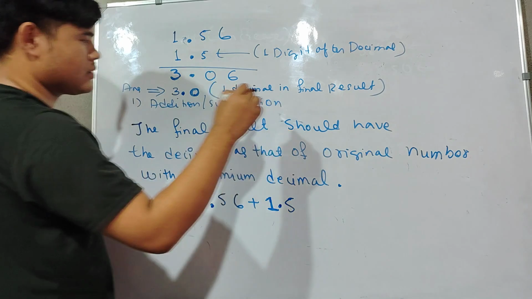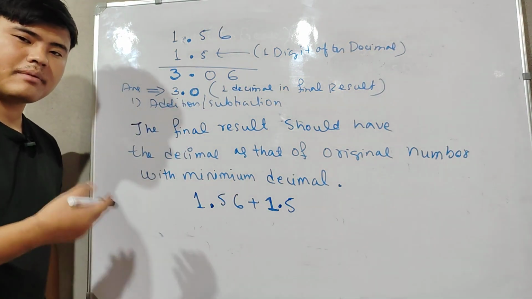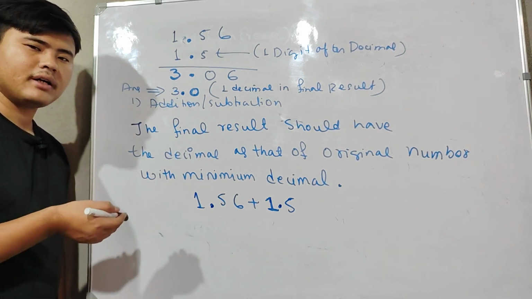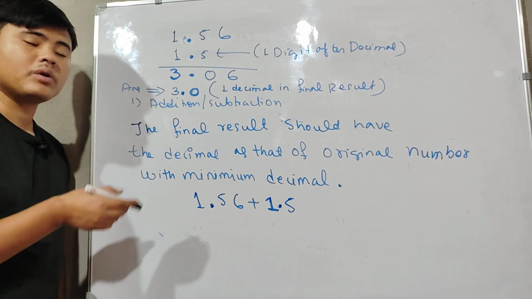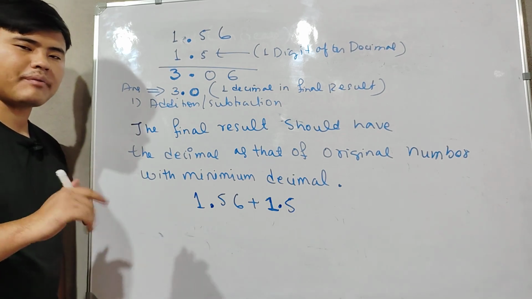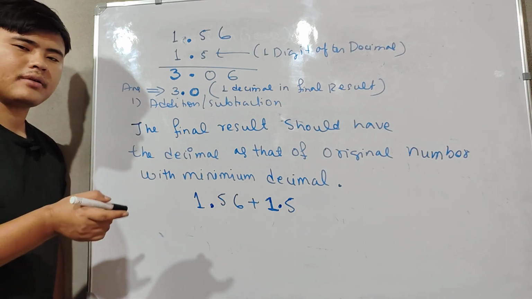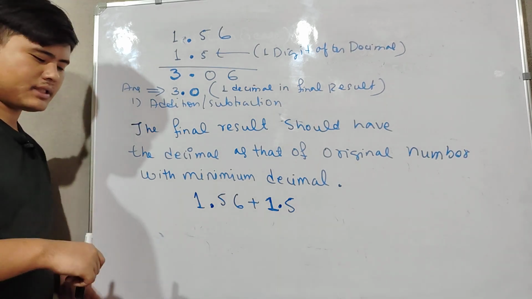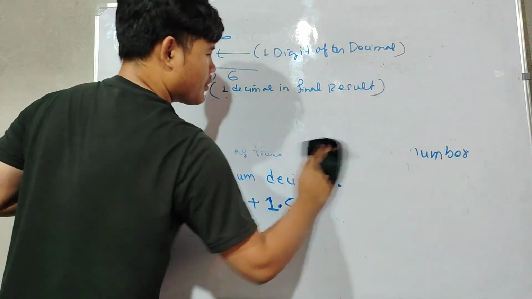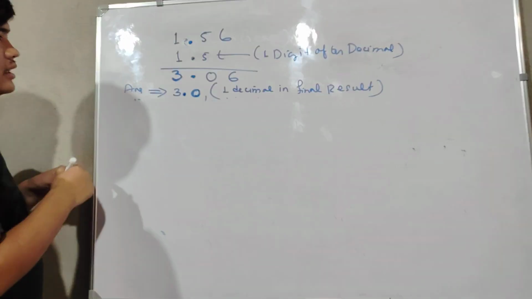So the numbers which have the minimum digits after the decimal will determine the result. The result will also have the same digits after the decimal as the original number with the minimum digits after the decimal. Let's do one more example. After that we will go to the next topic, which is multiplication and division.